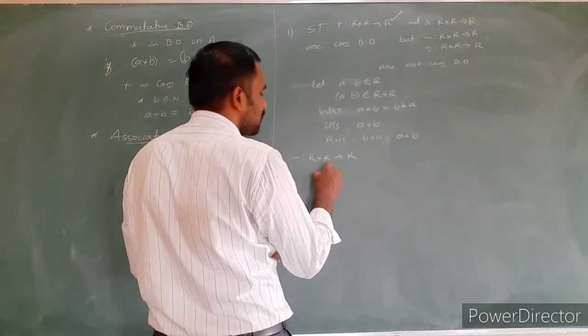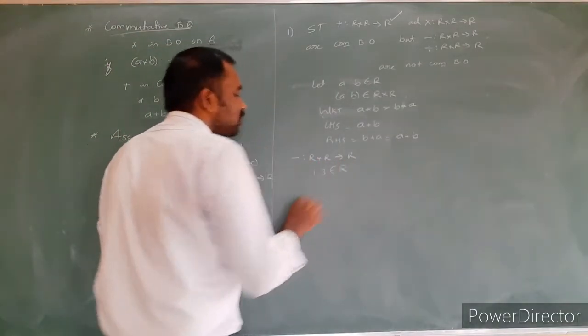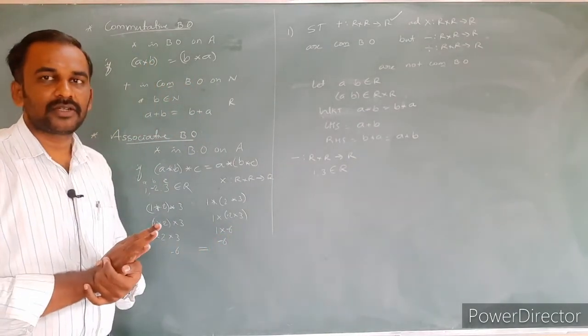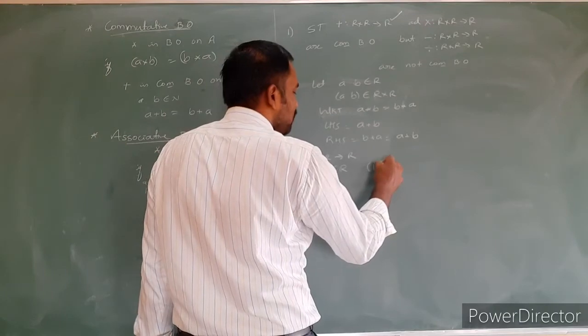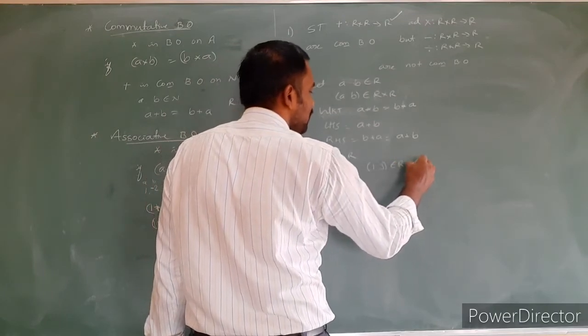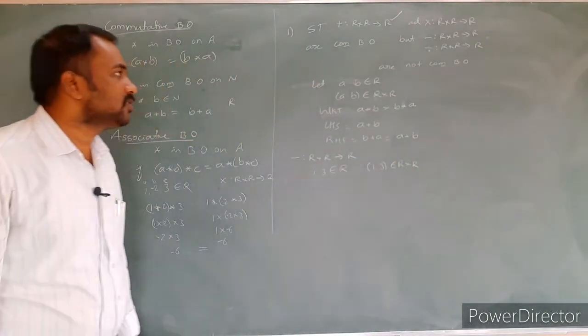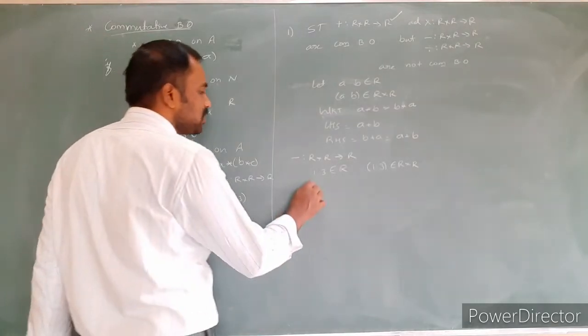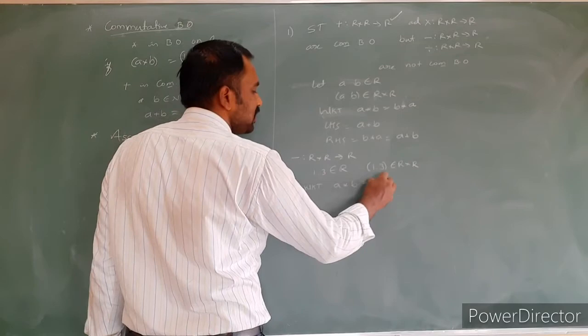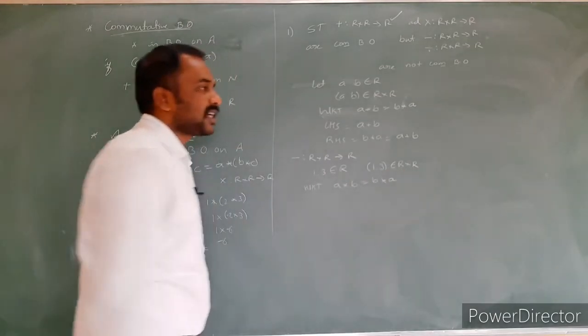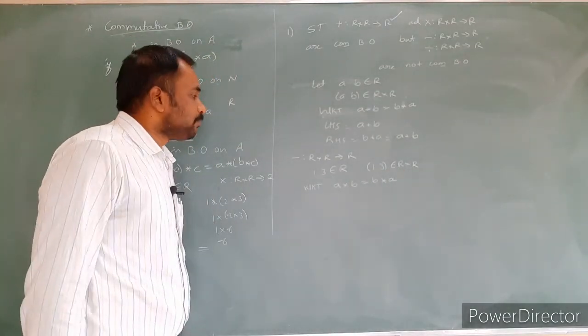For example, I just take 1 and 3, which belong to the real numbers. It's always better to choose small numbers. Now 1 comma 3 is present in R cross R. I need to check the commutative binary operation. We already know the definition of a commutative binary operation: A star B is the same as B star A.